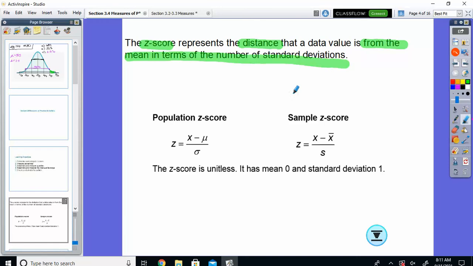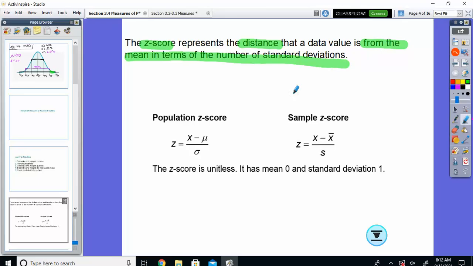And so what this does is it allows us to take completely different sets of data and compare them. Let's say you took a test in here, and then you went and took a test in Mrs. Fuller's class. And you want to know on which one did you do better compared to the rest of your class. So I'm not just looking at your percentage, which one's the higher percent, I'm saying relative to the rest of the class, which one did you do better? And so we need the z-score to help us do that.